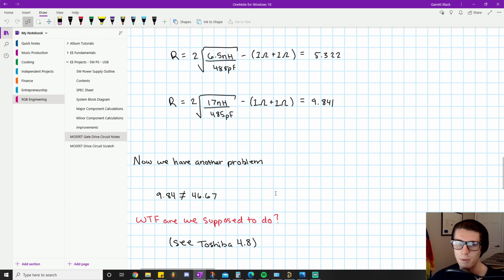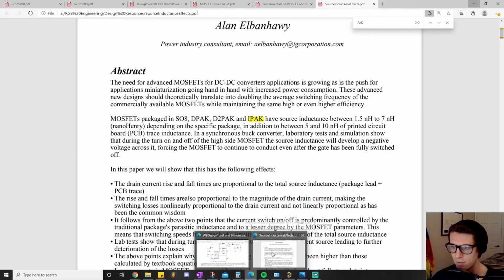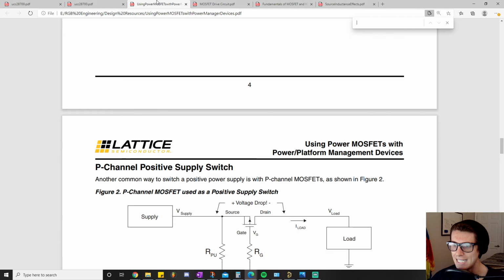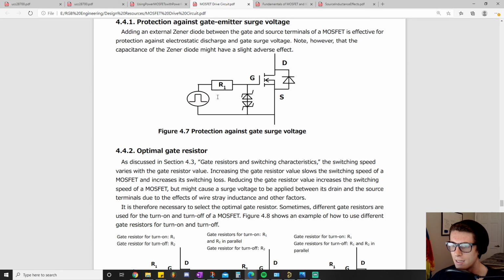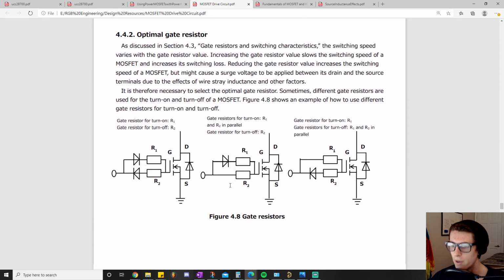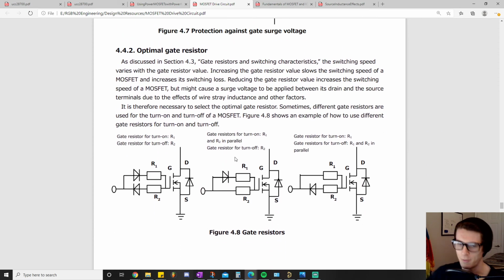And that is where I bring you the brilliant solution in this Toshiba paper that I've been referencing for the whole video. Okay, this one right here. Take a look at it. This is brilliant. I think it's brilliant.